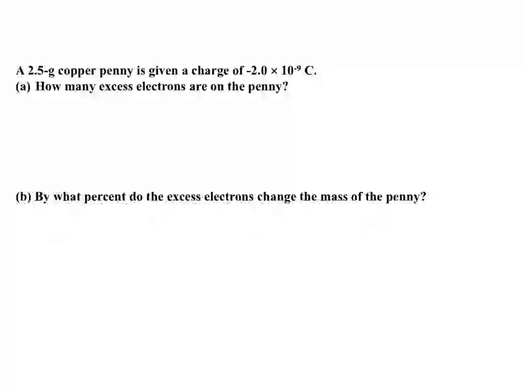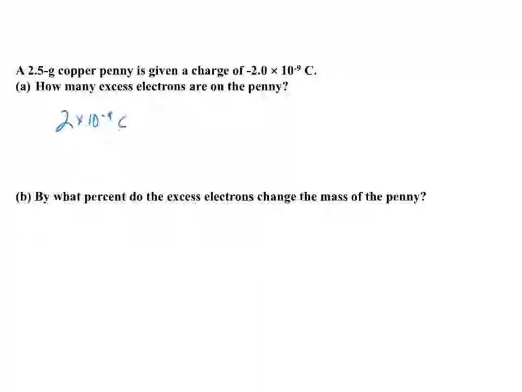All right. Up the ante a little bit here. So a 2.5 gram copper penny is somehow given a charge of negative 2 nanocoulombs. That's what 10 to the minus 9 would give me. How many excess electrons are on the penny? All right. So once again, we're going to have 2 times 10 to the minus 9th coulombs.